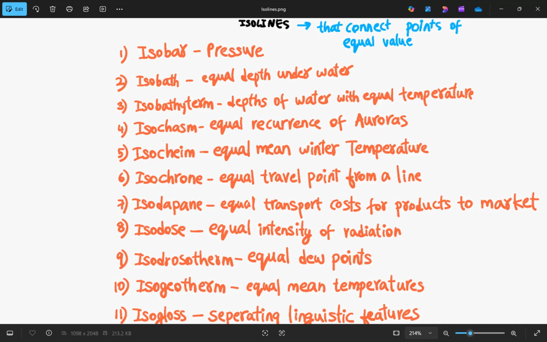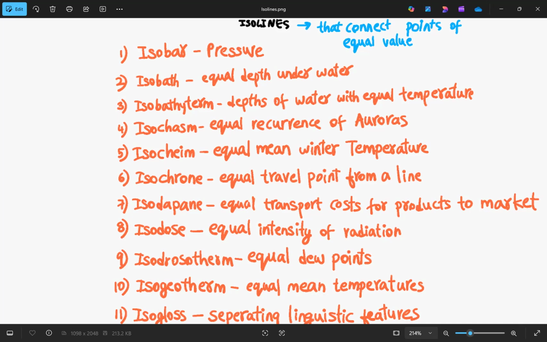And the next one is isobathytherm. Let's segregate the word first. Iso means same, bath, as we learned in the second one, that is isobath, means water, and therm is for temperature, if you have to remember. So underwater depths of water with equal temperature. What does an isobathytherm measure? It measures depths of water with equal temperature. So this is what an isobathytherm is.